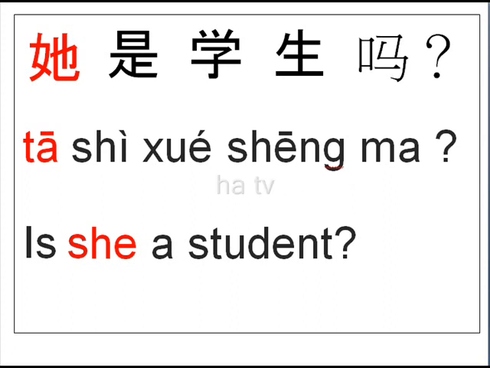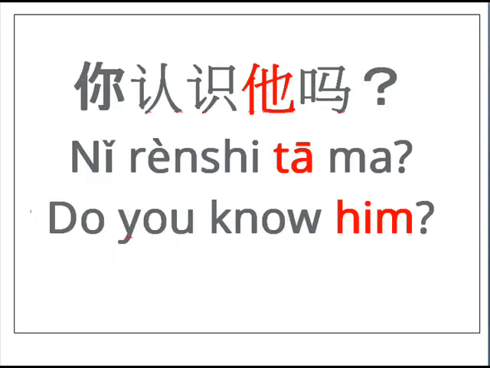Now, I go for him and her. Ta for him and her. Now I start the example for him. In English, the example: Do you know him? In Chinese we say 你认识他吗？ Do you know him? 你认识他吗？你认识 Do you know? 他 him. Ma is a question.